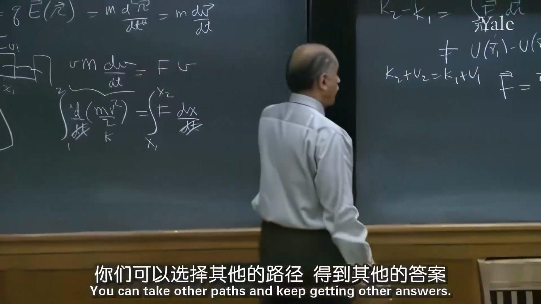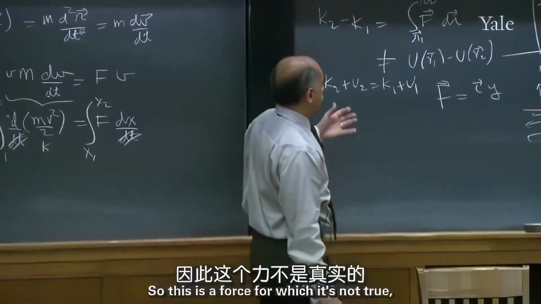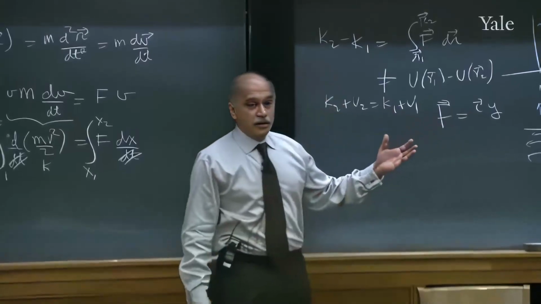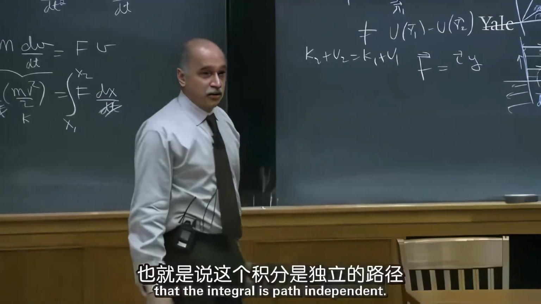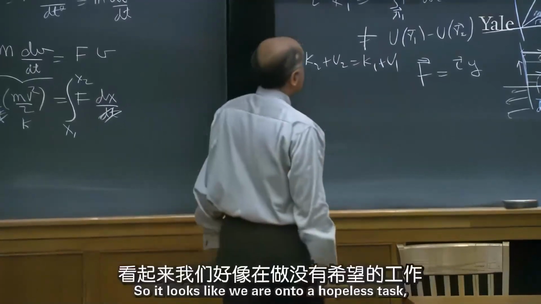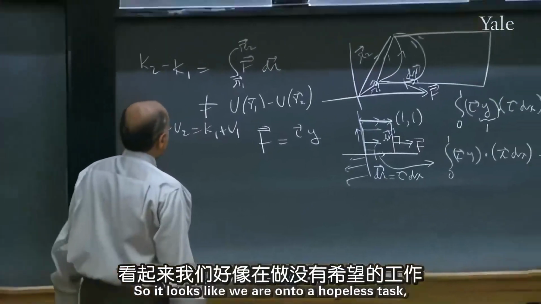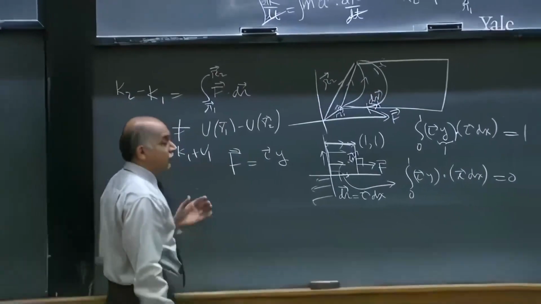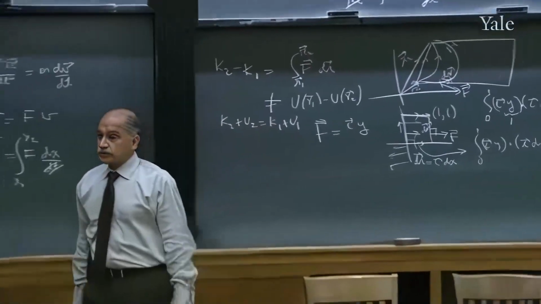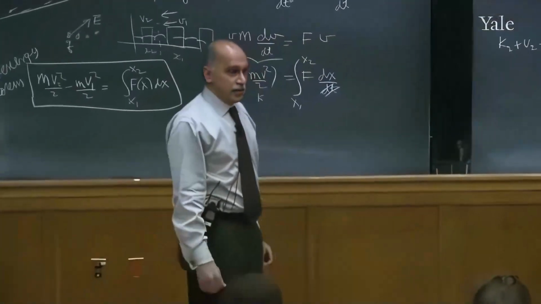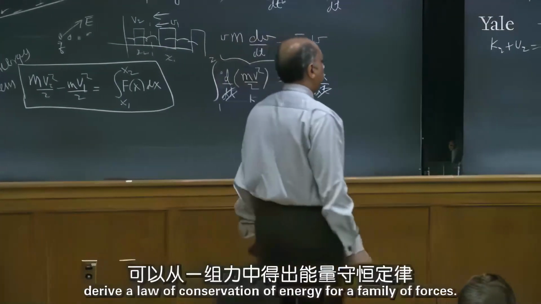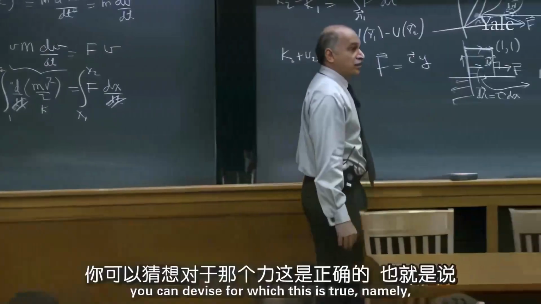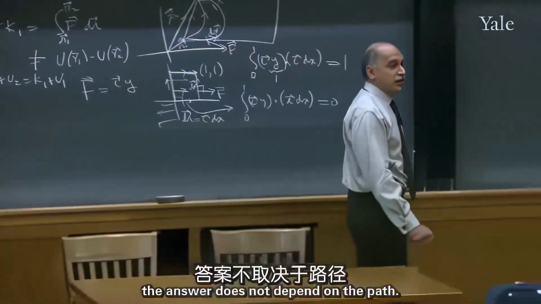You can take other paths and keep getting other answers. So this is a force for which it is not true, and I bet you that if you just randomly selected forces in the two-dimensional plane, they will never have the property that the integral is path independent. So it looks like we are on to a hopeless task, that the answer cannot depend on the path. So maybe there is no problem in which you can derive a law of conservation of energy. But of course, you guys know you can derive a law of conservation of energy for a family of forces. In fact, there's an infinite number of forces you can devise for which this is true. Namely, the answer does not depend on the path.